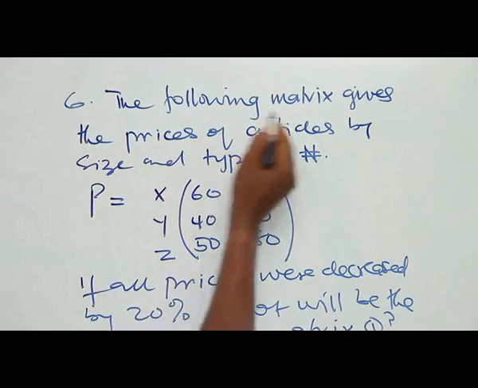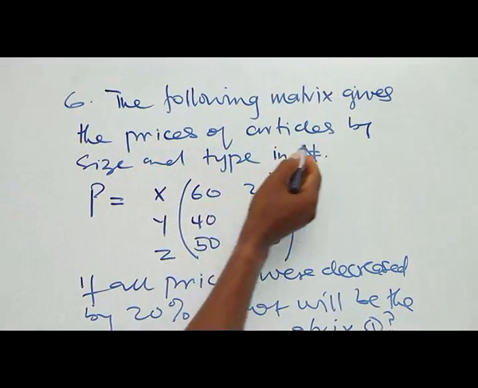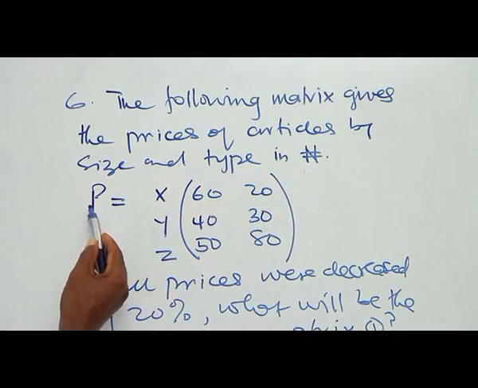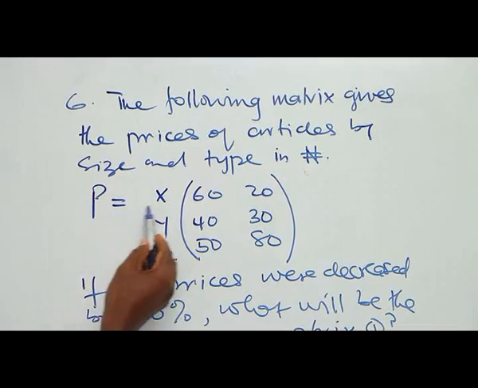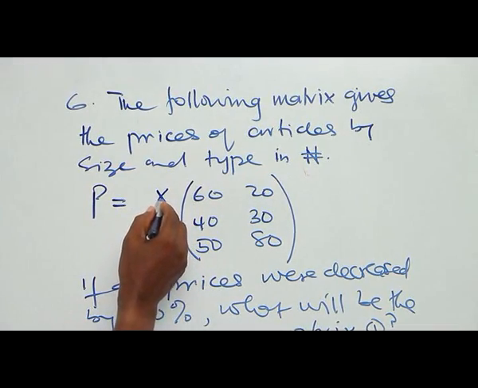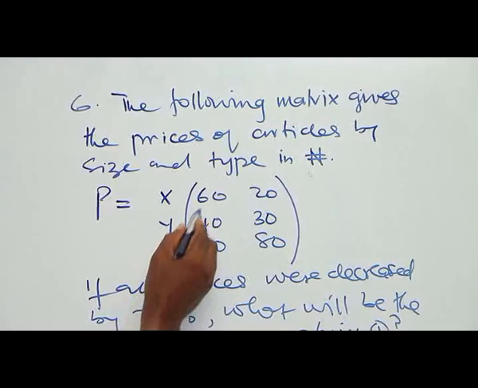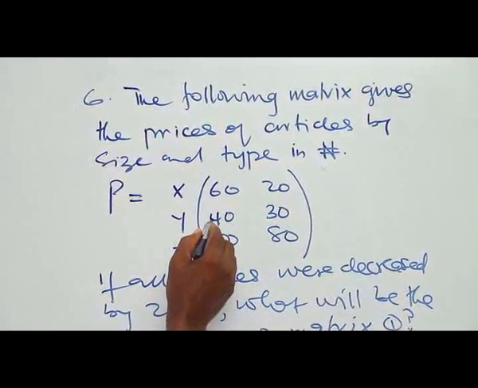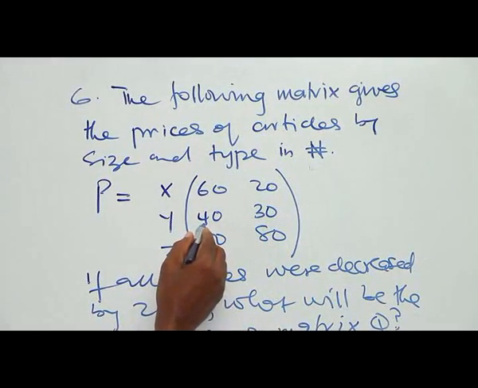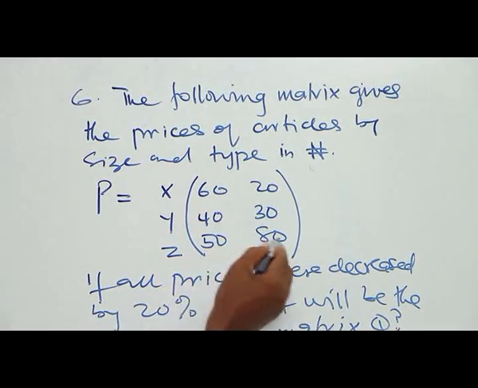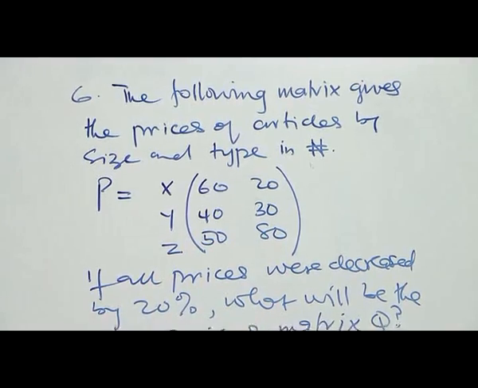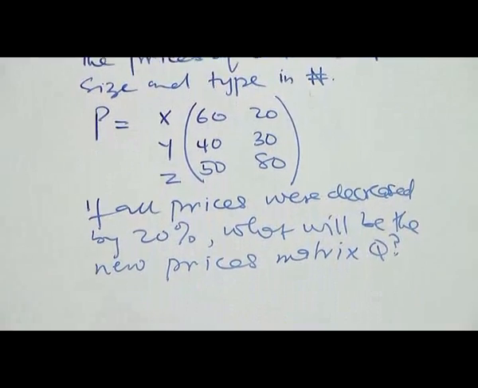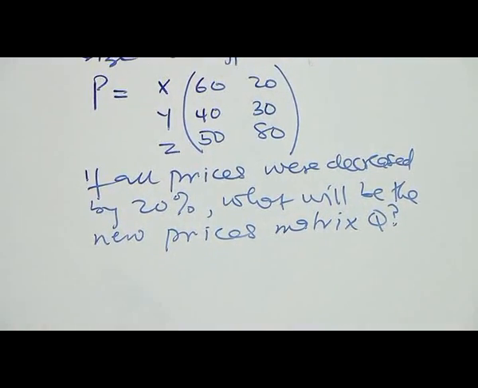Example number 6. The following matrix gives the prices of articles by size and type, in naira. The matrix is P. This is the article S, article Y, article Z. By size is 60 and by type is 20 according to the code. For Y is 40, 30, for Z is 50, 80. If all prices were decreased by 20%, what will be the new prices?